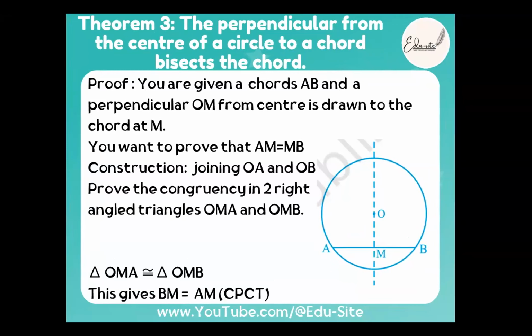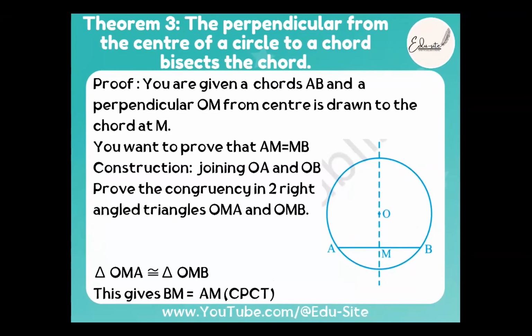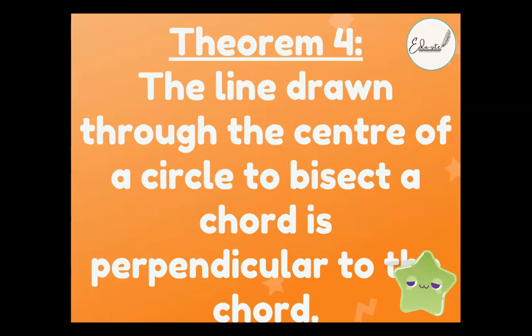Yes. So next we have theorem number 4, which is exactly the same, but we are going to just converse this statement. What does converse mean? It is the opposite of the previous statement, correct? So the statement here is: the line drawn through the center of the circle to bisect a chord is perpendicular to the chord.